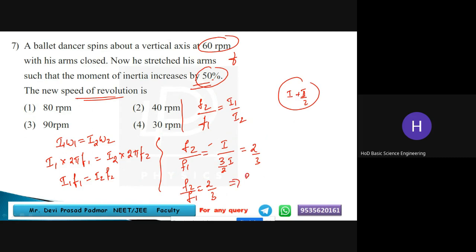So our requirement is F2. So what you can write? 2 by 3 into F1. What is F1? F1 is 60, right? So 60, just simplify this. 40 RPM you will get.